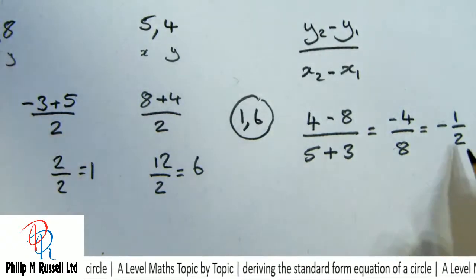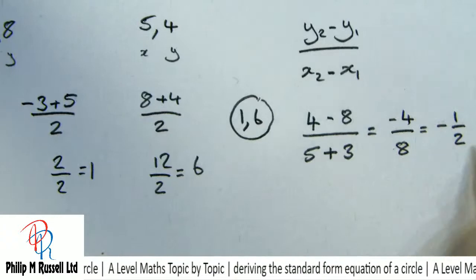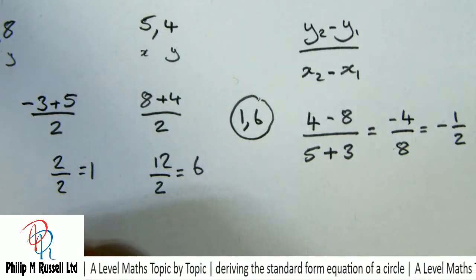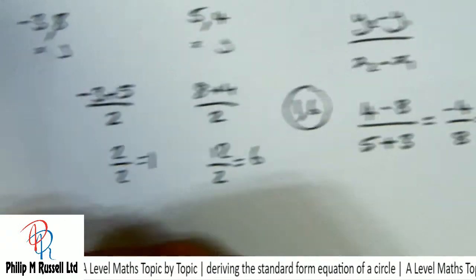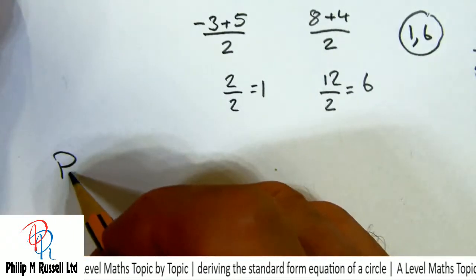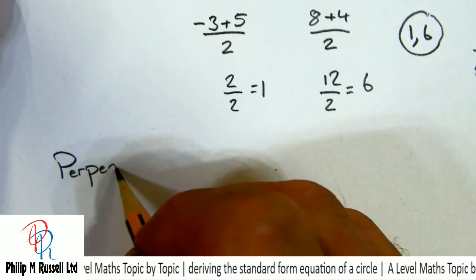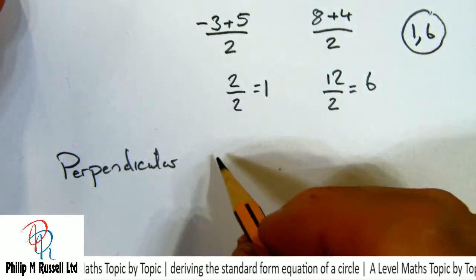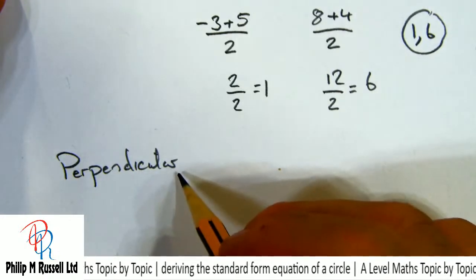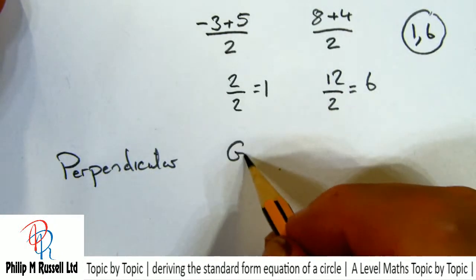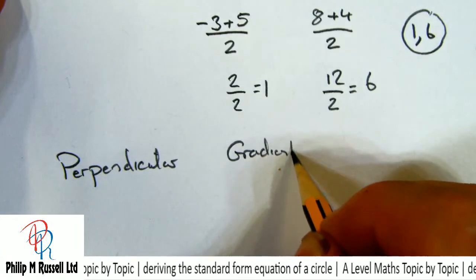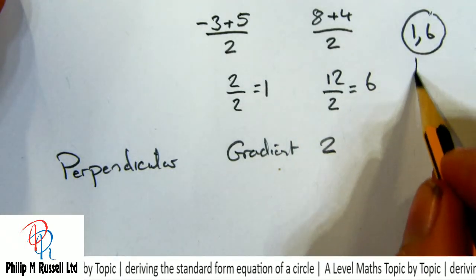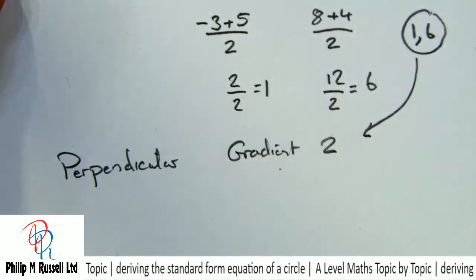So if I want to work out my perpendicular, it's going to be the negative reciprocal. So if we work out this, our perpendicular line is going to have a gradient simply of 2, and we know it's going to go through those points.